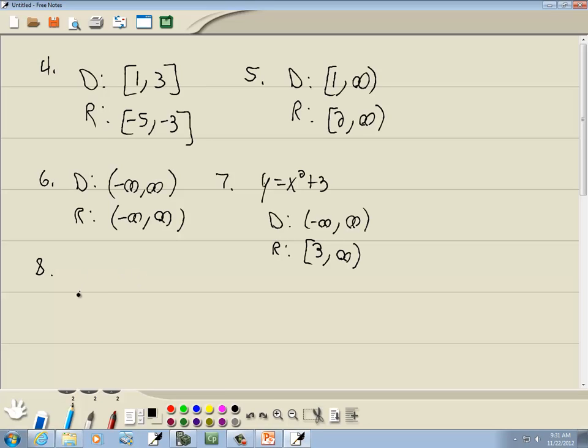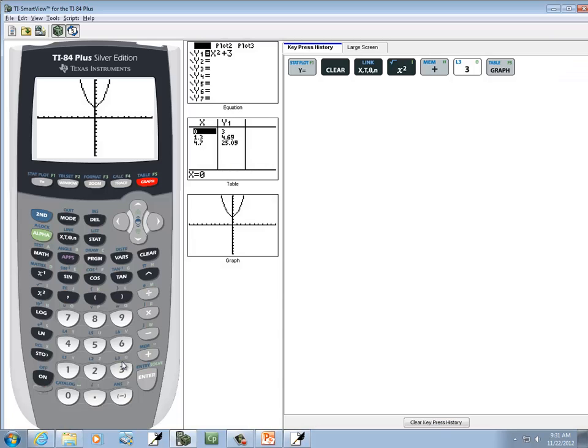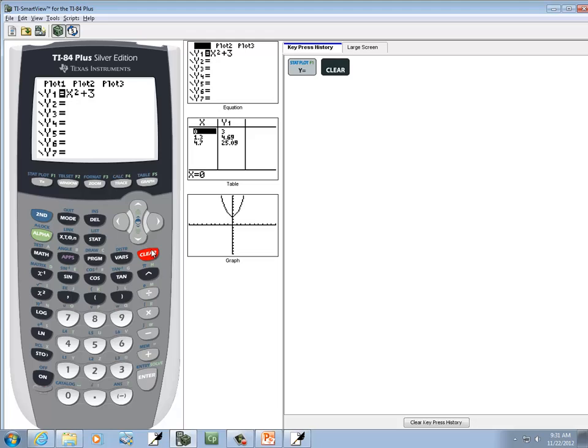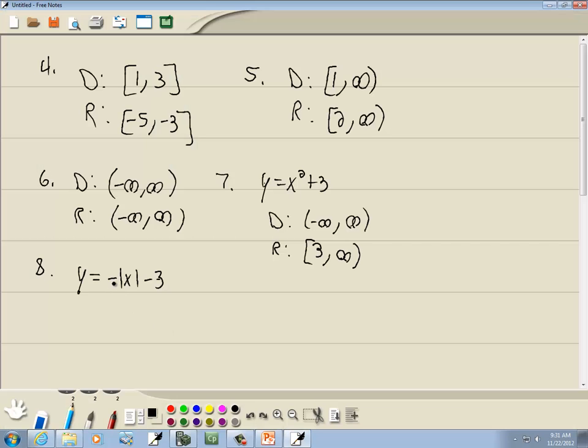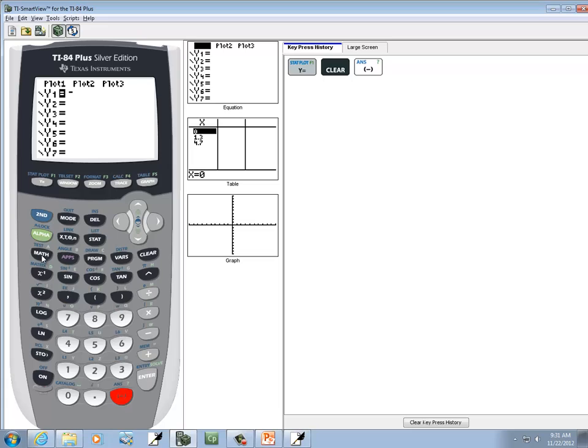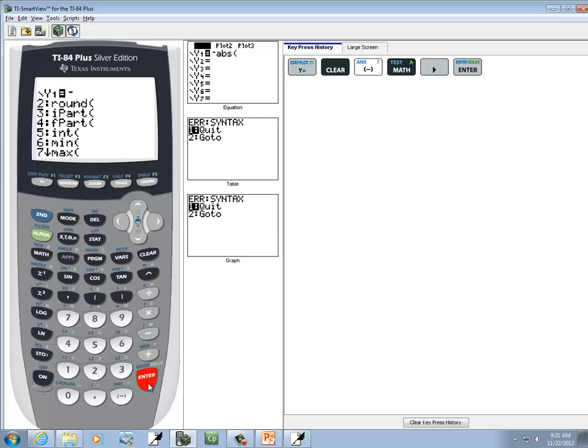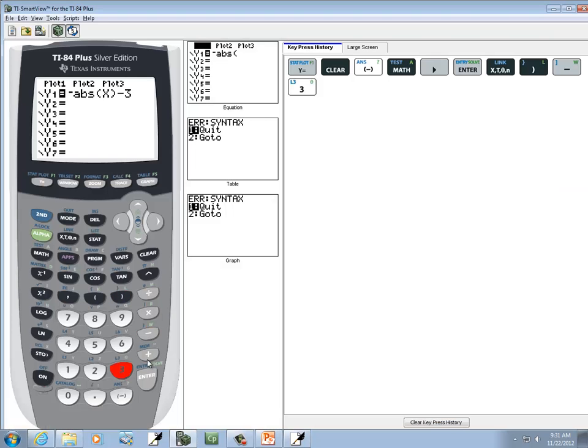Let's look at number 8. Y is equal to negative absolute value of x minus 3. Okay, I'm going to press y equals, press clear. This little dash is the very beginning of our problem, so that's a negative. Now absolute value is under the math. So press math, right arrow to num, enter on ABS, put in my x key, closing parentheses, and then minus 3. This dash here is between two things, so that's a minus. And then press graph.